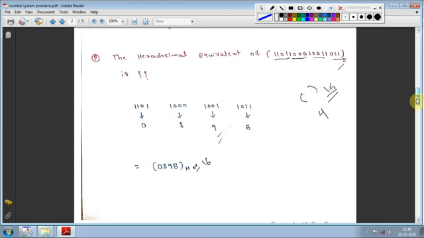Alright, so we move to the third problem now. The hexadecimal equivalent of this particular binary sequence is... So they are given a binary sequence and they are telling us to find the hexadecimal equivalent of this particular sequence. So what is this? 1 1 0 1 1 0 0 0 1 0 0 1 1 0 1 1.